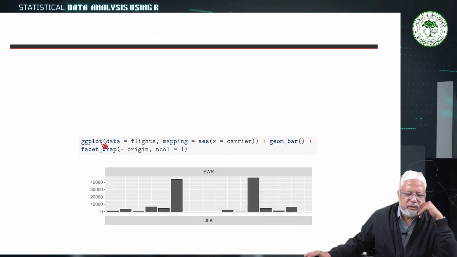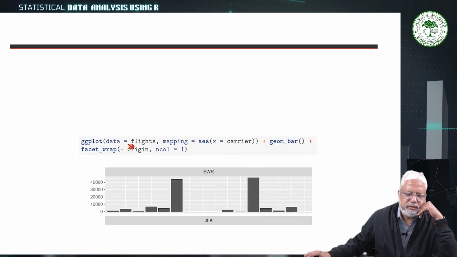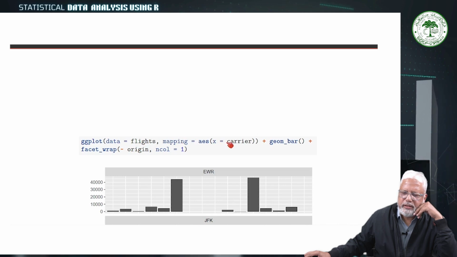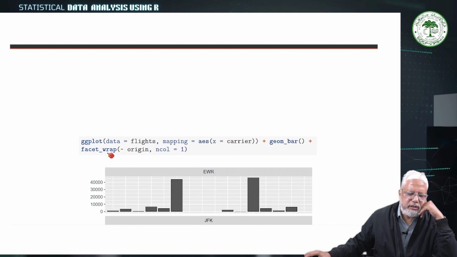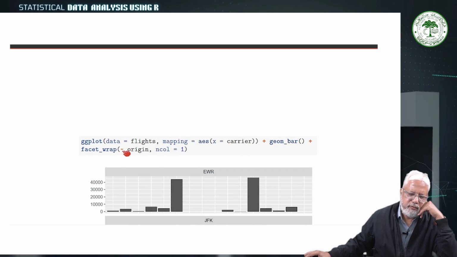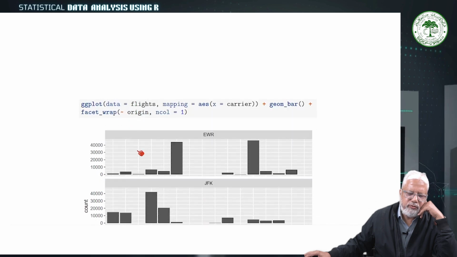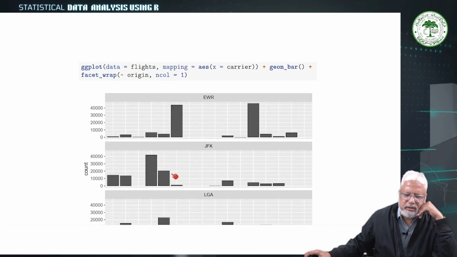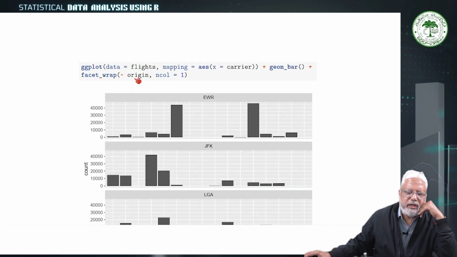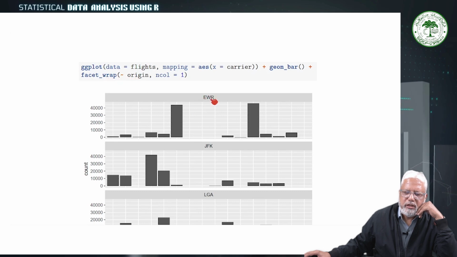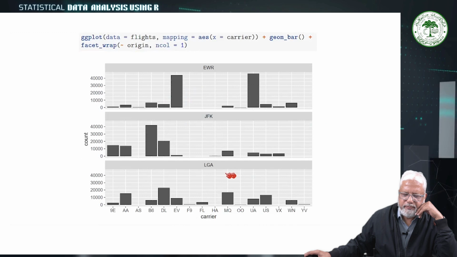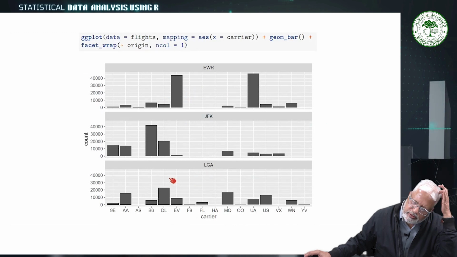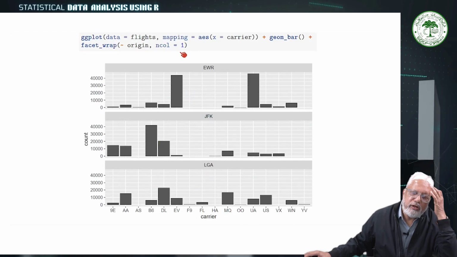Now, use facet_wrap. See, ggplot data is equal to flights, mapping aes x is equal to carrier, geom_bar plus facet_wrap origin, number of columns is equal to 1. So, it will divide with number of columns as 1 and it is faceting as per the origin, like EWR's bar graph, John F. Kennedy's bar graph, then LGA's bar graph, and ncol is equal to 1.